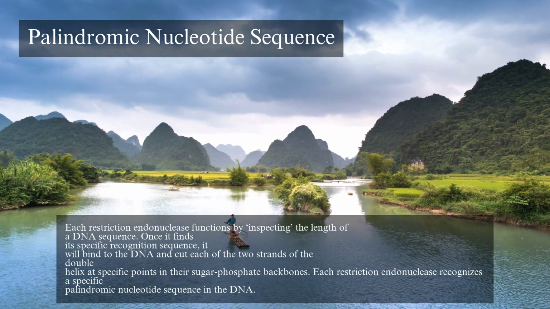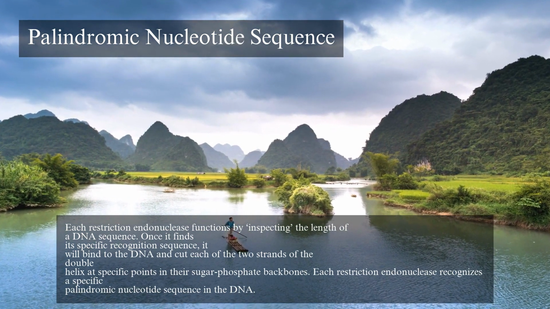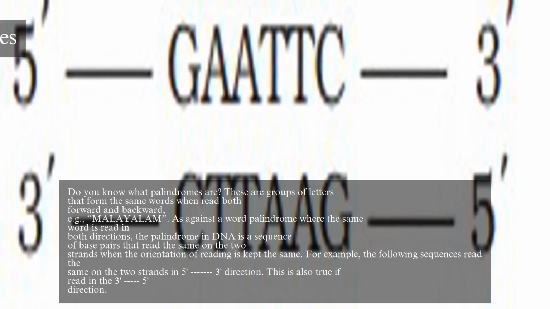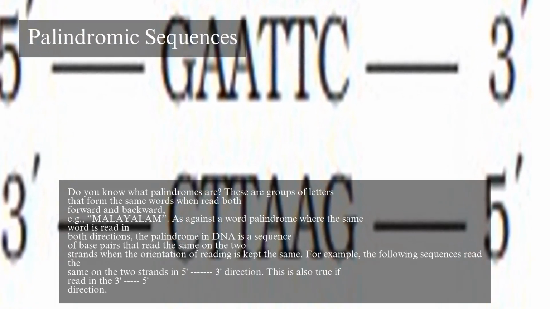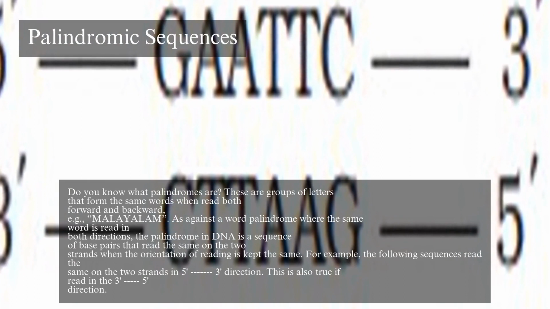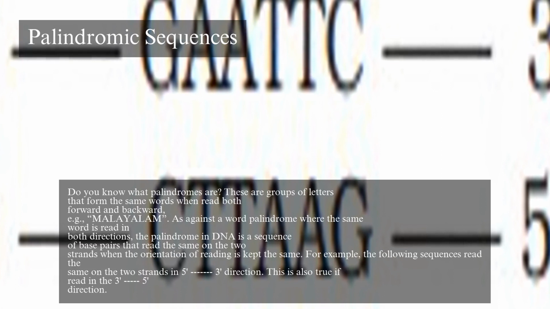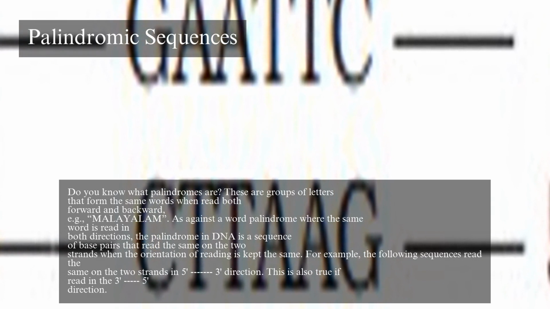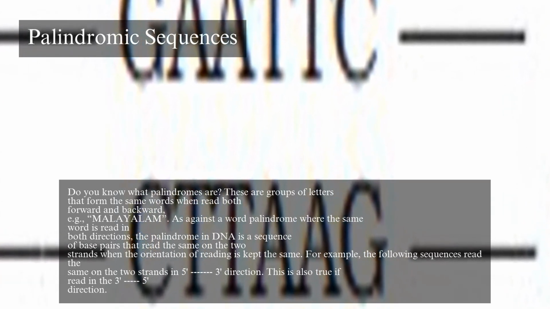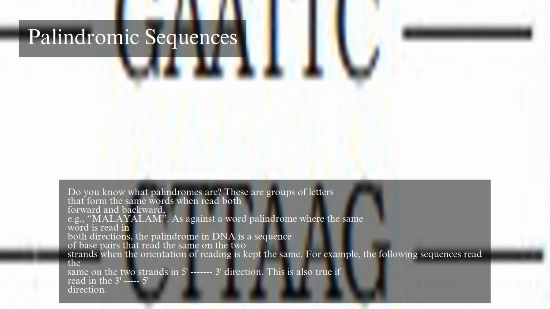Each restriction endonuclease recognizes a specific palindromic nucleotide sequence in the DNA. Do you know what palindromes are? These are groups of letters that form the same words when read both forward and backward, e.g., Malayalam. As against a word palindrome where the same word is read in both directions, the palindrome in DNA is a sequence of base pairs that read the same on the 2 strands when the orientation of reading is kept the same. For example, the following sequences read the same on the 2 strands in the 5'3' direction. This is also true of the 3'5' direction.